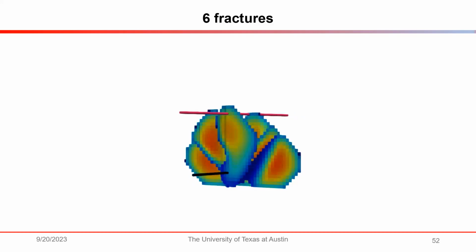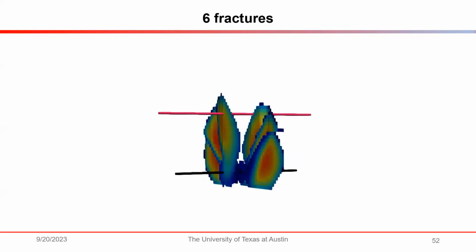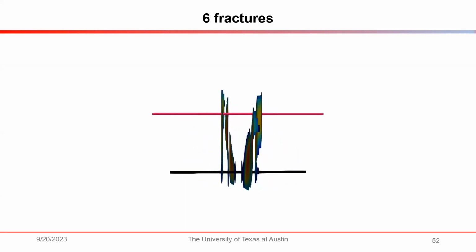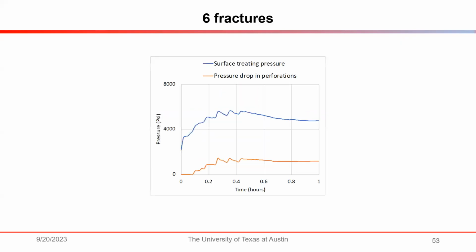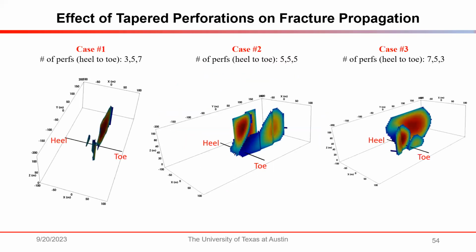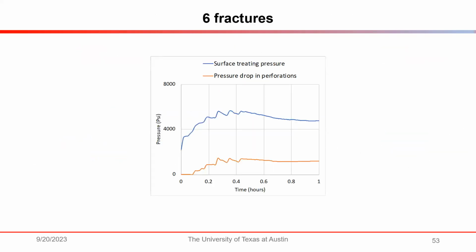So you can see the first one intersecting, the second one intersecting the 16B well. And you do see the net pressure in this case as well.